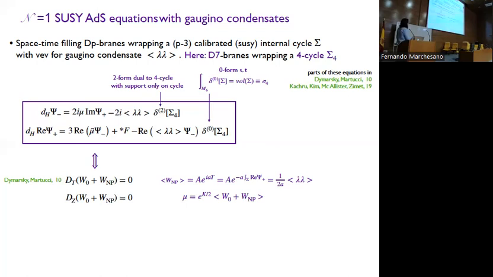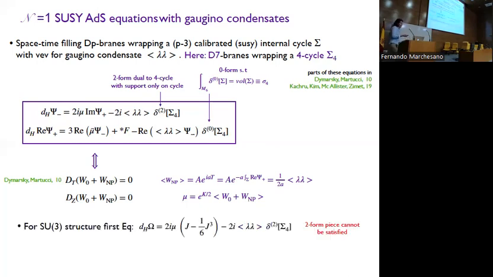But now mu has to be the vacuum expectation value of the full W0 plus W non-perturbative for all this to work. Okay, so we have the modification of the equations for Gaussian condensates. And so now it's easy to see that if you put SU3 structure, the first equation is again DH omega.